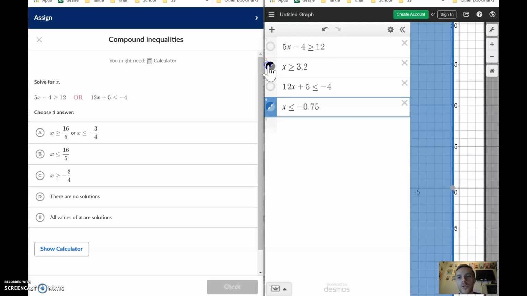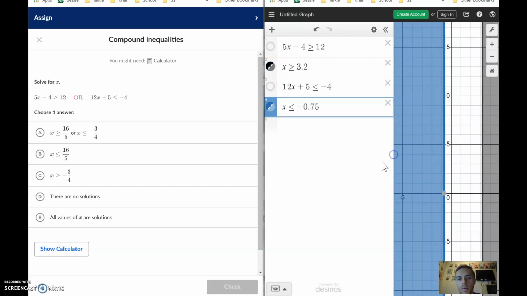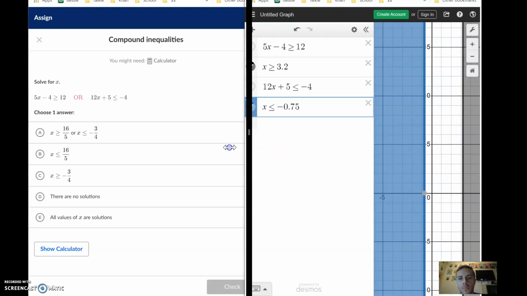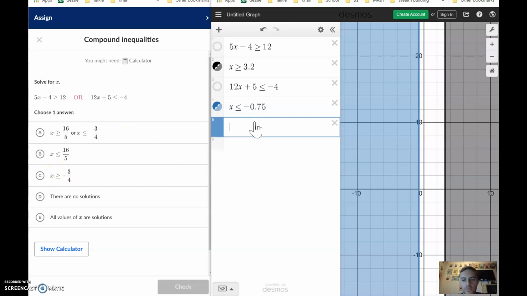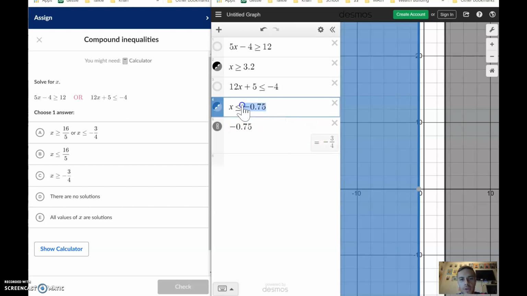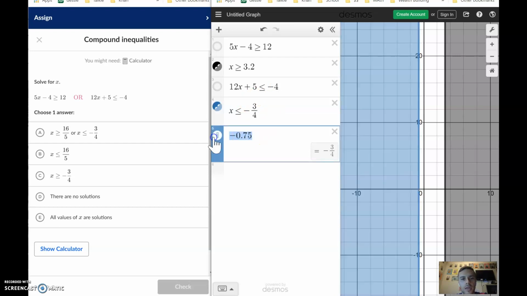So our answers to this problem are numbers that would be in the blue or show up in the black. They would show up in the blue or the black. So we're looking for numbers that are greater than 3.2, and I don't see any decimals here, so I'm actually going to convert these numbers to fractions and see if that will help us out. So this is actually -3/4. Sweet. And this 3.2 is actually 16/5.